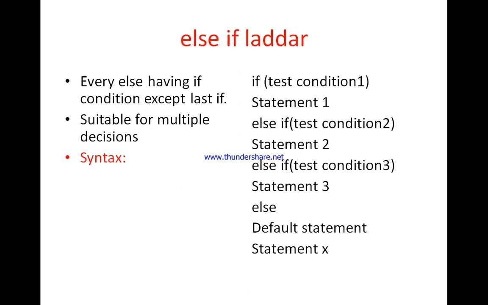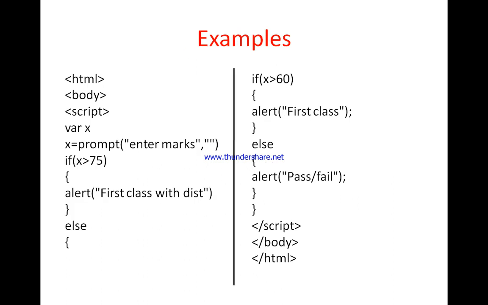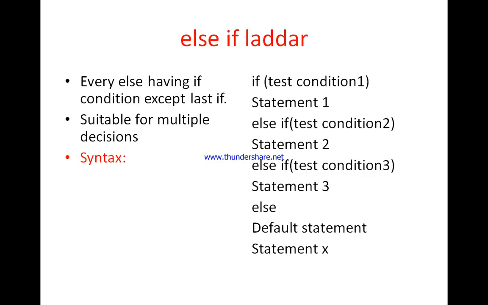Now the next point is else if ladder. Okay, now we have seen nested if else. Now let us see else if ladder. Now else if ladder means what? If you read this slide, you can get the idea. Else if ladder means every else having an if condition. Every else having an if condition is called the else if ladder, and it is also used for multiple decisions.